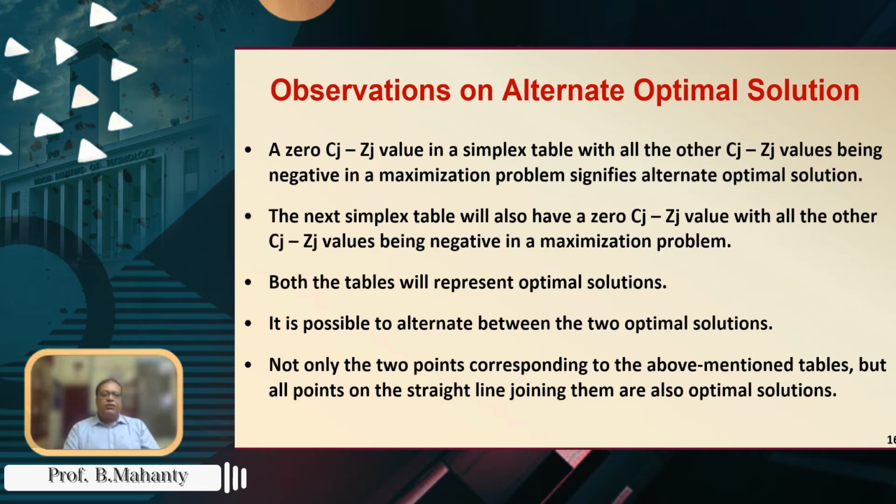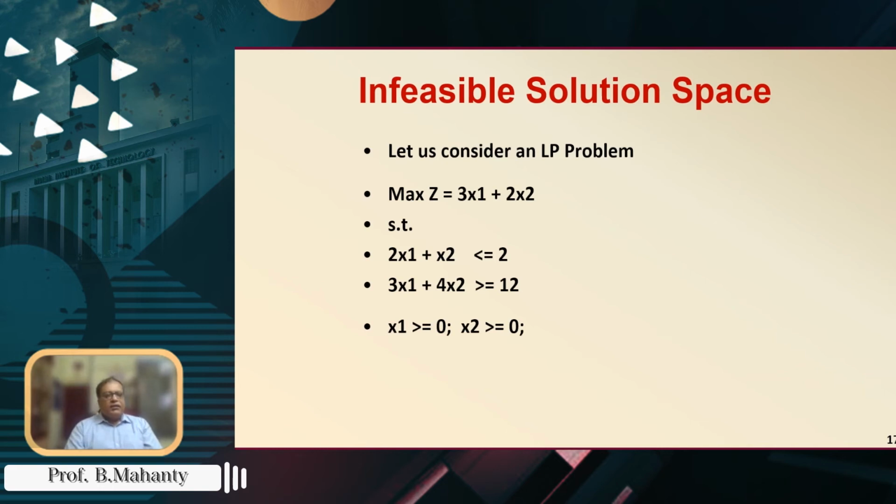You get back a new table which is an alternate solution, and from there if you continue, you get back one of the older tables. Now let's come to the next problem, that is the infeasible solution space. So here is a problem: maximize z equal to 3x1 plus 2x2 subject to 2x1 plus x2 less than equal to 2 and 3x1 plus 4x2 greater than equal to 12, and both x1 and x2 are greater than equal to 0. So this problem, let us first try to solve graphically.